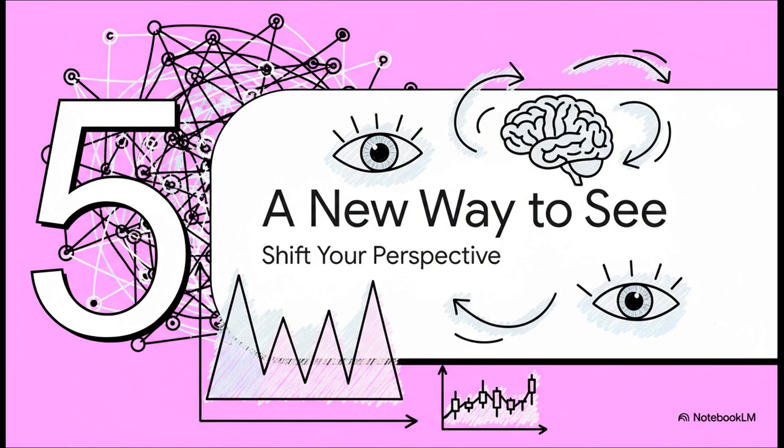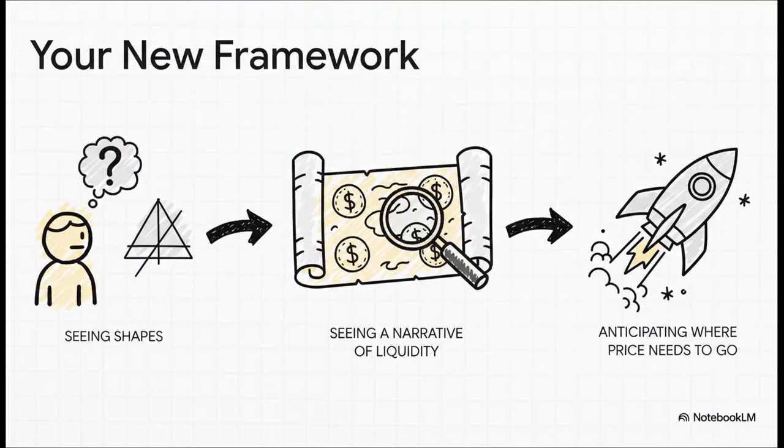All right, let's pull all these threads together now. Learning market structure isn't really about memorizing a bunch of patterns. It's about completely rewiring your brain to see the market's true purpose. This is the ultimate shift in perspective. You go from being a passive observer of shapes to an active interpreter of intent.